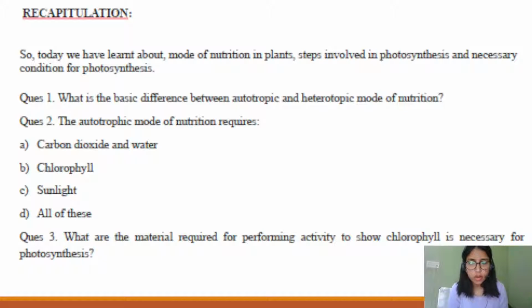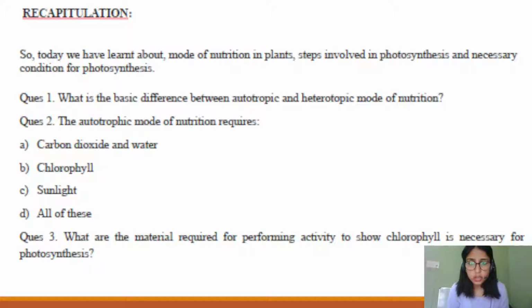Yes, we have discussed how autotrophic mode of nutrition is when the organism makes its own food and is not dependent on others for food, while heterotrophic mode of nutrition is when the organism is dependent on others, just like us, we humans are dependent on plants for our food, right? So that is the basic difference between the autotrophic and heterotrophic mode of nutrition.